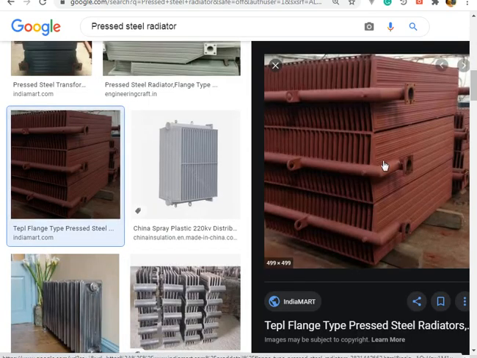This is the same picture. You can see how many are there, how many channels are there. 1, 2, 3, 4, 5, 6 channels over there. Now these are called pressed steel radiators. Why? Because steel की दो शीटें ली हैं, you have pressed them and made that channel.